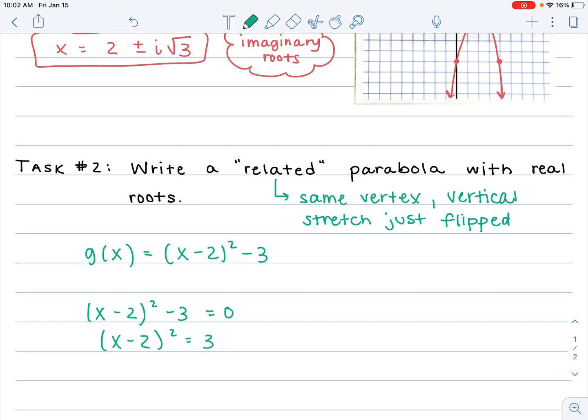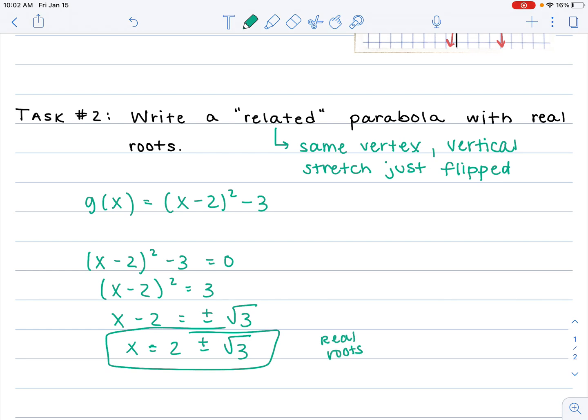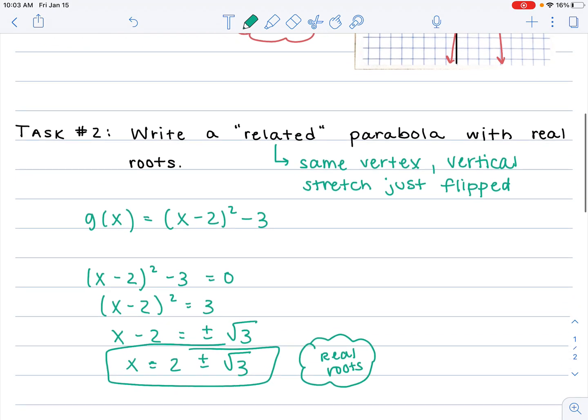I'm going to add 3. Square root both sides. All right, radical 3 is okay. We don't have to change that at all. I'm going to add the 2. And there's my solution, 2 plus or minus radical 3. And these would be our real roots. So there's no imaginary numbers.